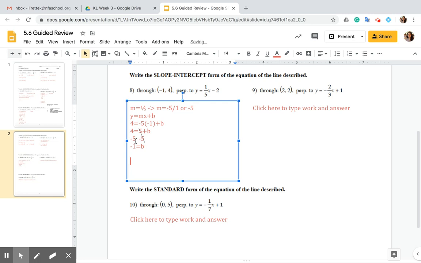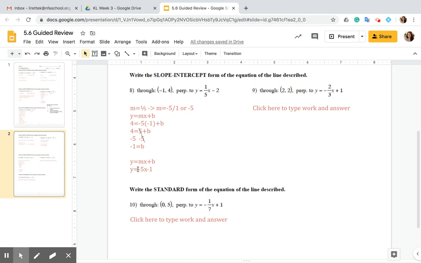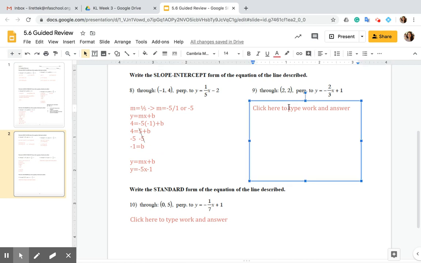There's my b value, so I plug everything in to my equation. Everything meaning the b value and the slope. Y and x in your final answer should just be variables. So it should be y equals negative 5x minus 1. There's my final answer. These two lines are perpendicular to each other. And if you remember, perpendicular means that when they intersect, they make a 90-degree angle.